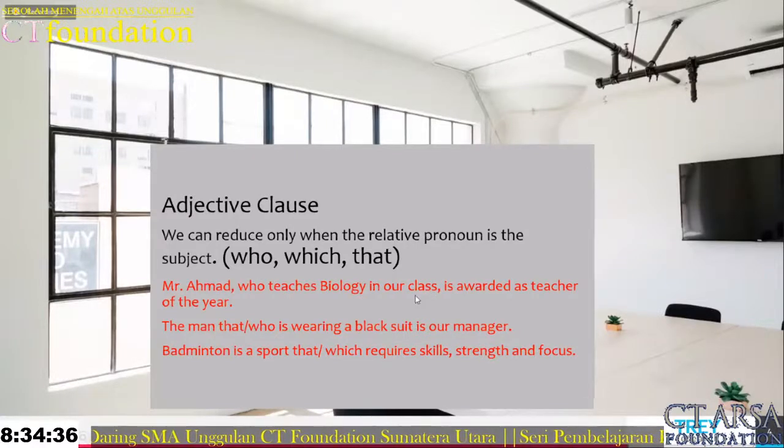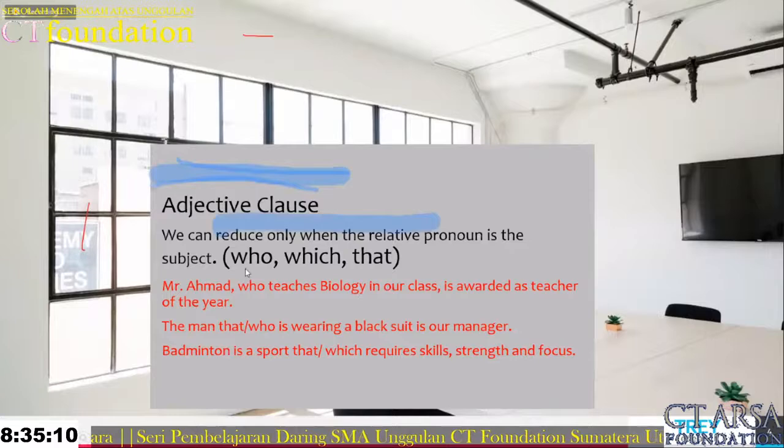So we are reducing this adjective clause to be an adjective phrase, right? The clause which is reduced to an adjective phrase is this clause: who teaches biology in our class. Because this one is an adjective clause. The adjective clause is describing Mr. Ahmad. Which Mr. Ahmad? This Mr. Ahmad who teaches biology in our class. So this is describing Mr. Ahmad.